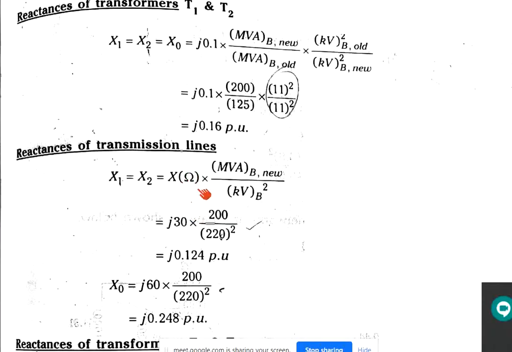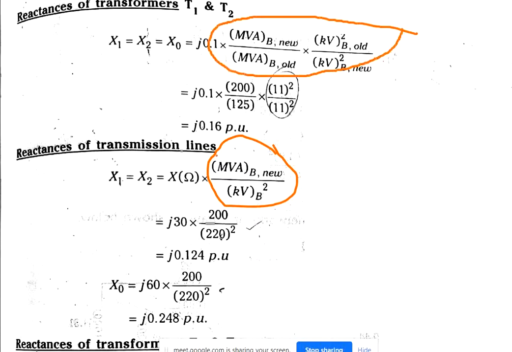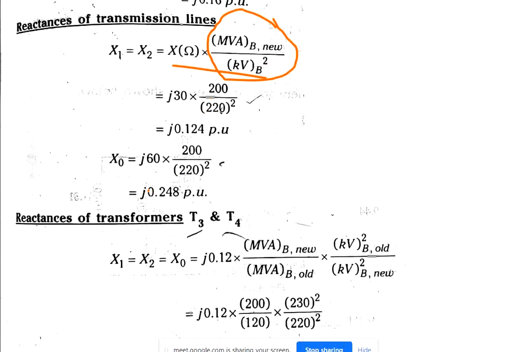Similarly, the reactance of the transmission lines. X1 and X2 had been given. Apply the formula X1 into MVA base divided by KV base squared. This formula is applicable for the generator and the transmission line. Now find out X naught. You will get j60 into 200 by 220 squared. Then finally you will get j0.248.